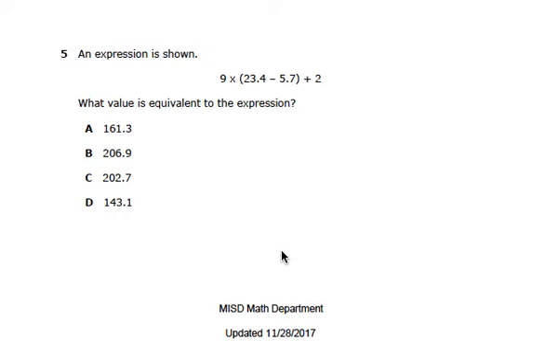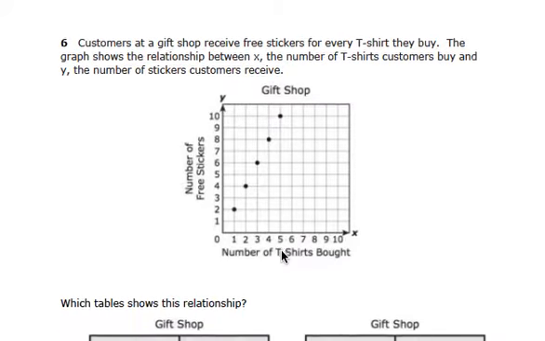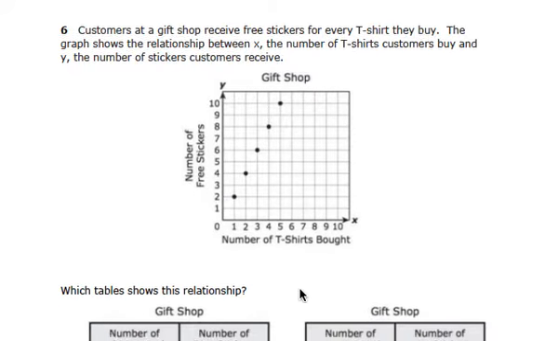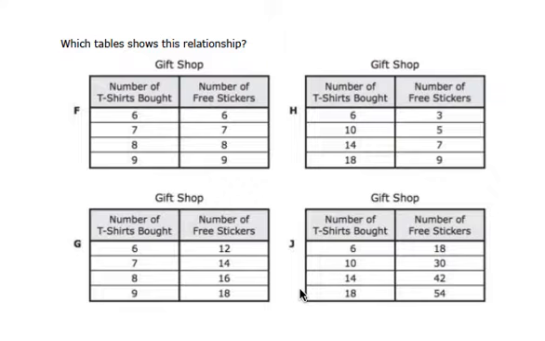Number 5. An expression is shown. Which value is equivalent to the expression? Number 6. Customers at a gift shop receive free stickers for every t-shirt they buy. The graph shows the relationship between X, the number of t-shirts customers buy, and Y, the number of stickers customers receive. Gift shop, number of t-shirts bought, number of free stickers. Which table shows this relationship?